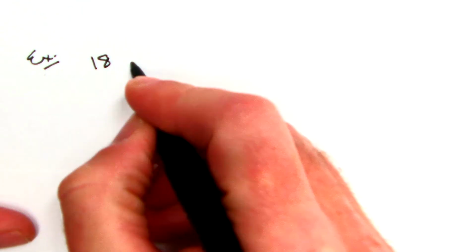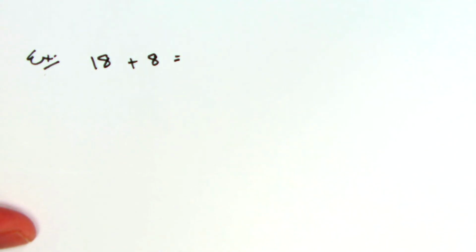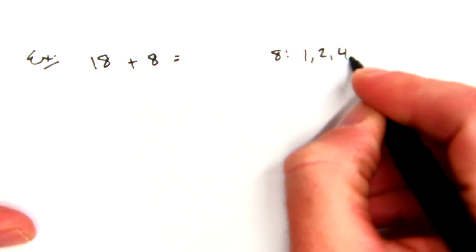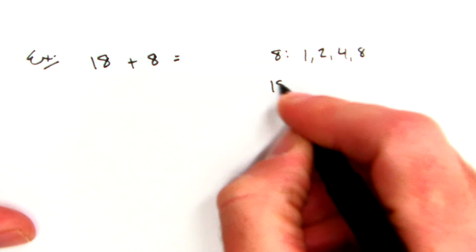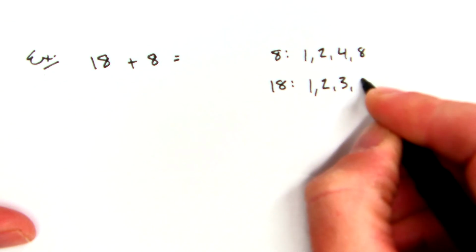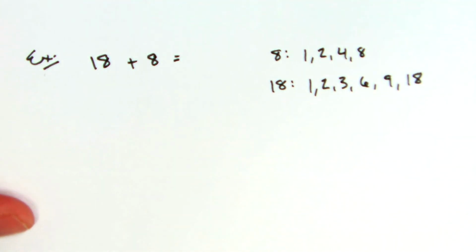Let's look at another example. Let's take no coefficients, just two constants, 18 plus 8. All right, so let's go ahead and find some common factors between 18 and 8. Start with my 8: 1, 2, 4, and 8. And my 18, all right, so there's my list of factors for each.